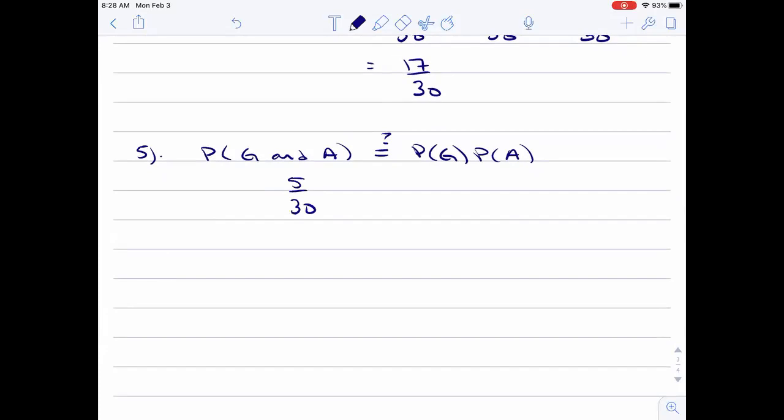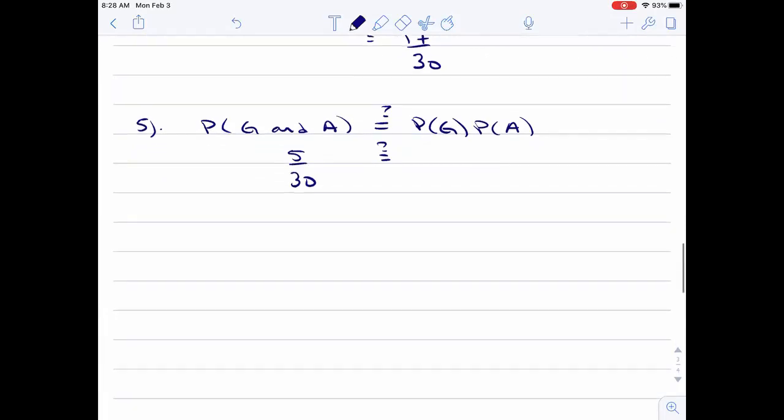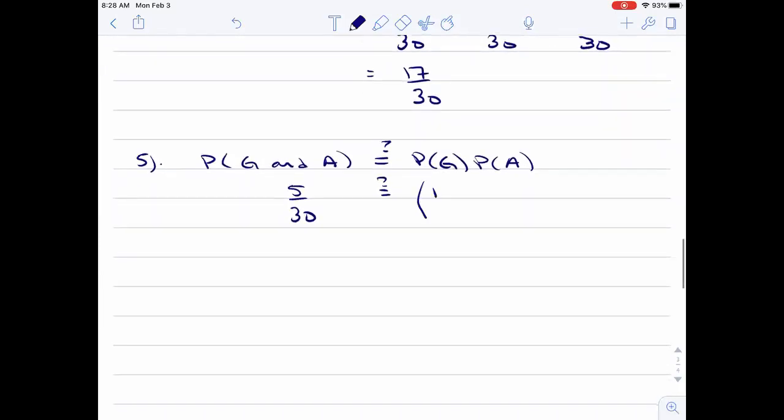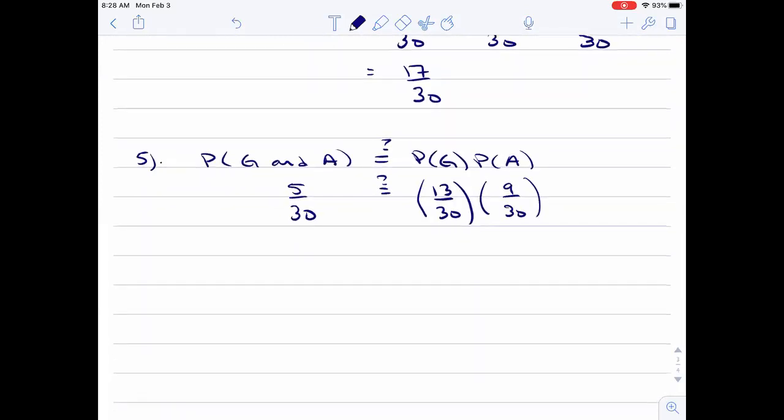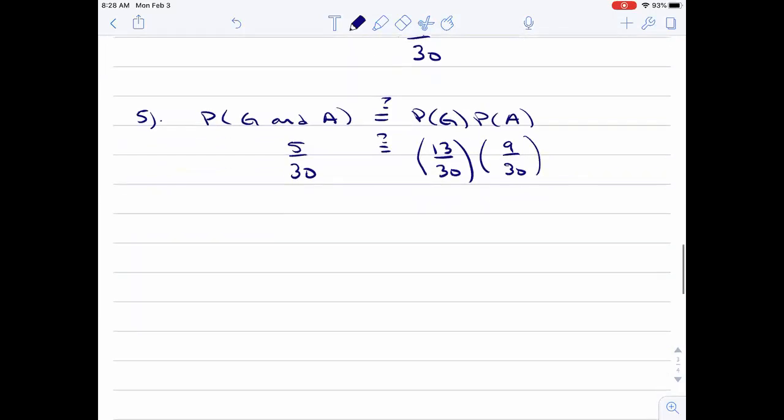I almost said 13, that would have been confusing. And I'm just going to keep doing my equal signs with question marks over it because I'm not sure if they're equal to each other. I never want to say two things are equal when that's not true, right? And the probability of G was 13 over 30. And the probability of A was 9 over 30. So if we do 13 over 30 times 9 over 30, you're just going to use your calculator, I get 13 over 100. Because mine just simplifies things, just magic.